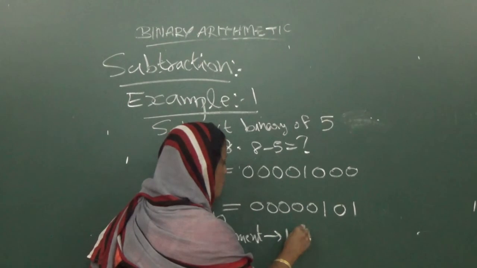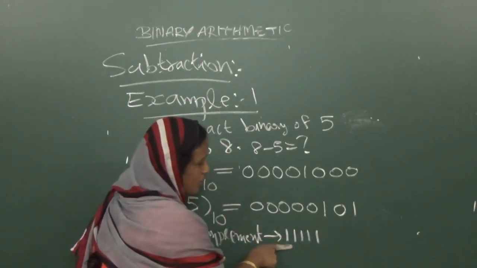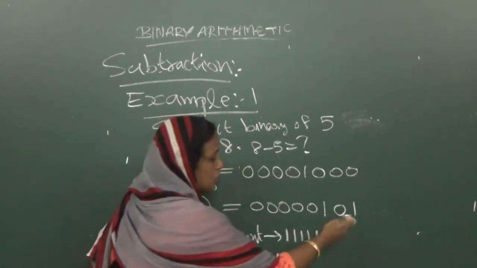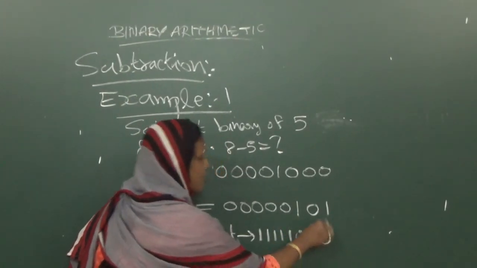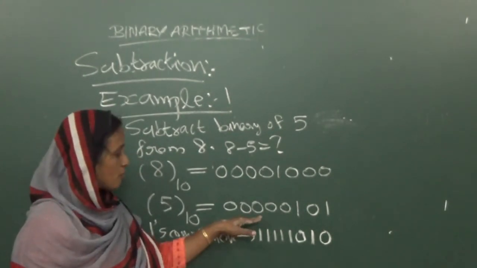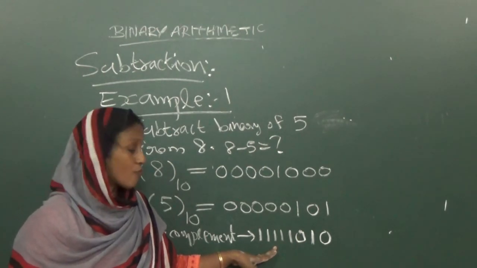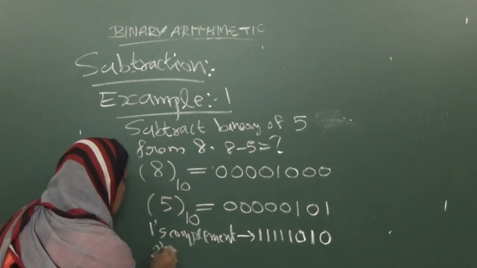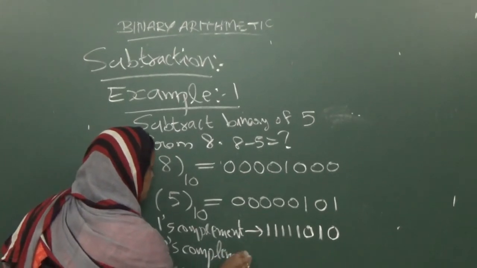1, 1, 1, 1, 1. There are 5 zeros here, so here there are 5 1s. Next 1 goes to 0. Next 0 goes to 1. Next 1 goes to 0. Right? Simple procedure. So you get 1's complement of this binary number like this. Now we need its 2's complement.